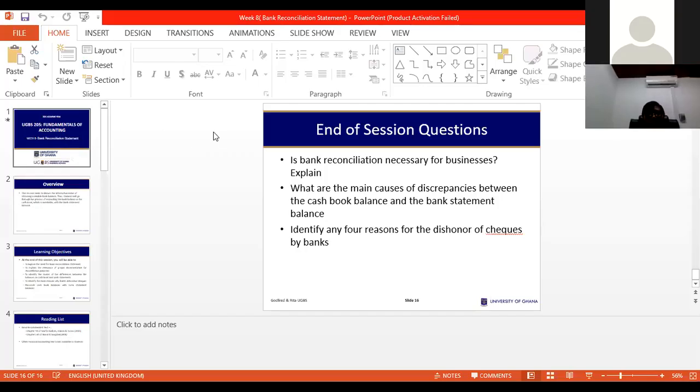Every business has a bank account. Once the business has a bank account, any transaction that involves checks will be recorded in that account. In the same way, you would realize that the business, as a separate legal entity, has the cash book. And if you recall the cash book, we have the 3-column cash book.